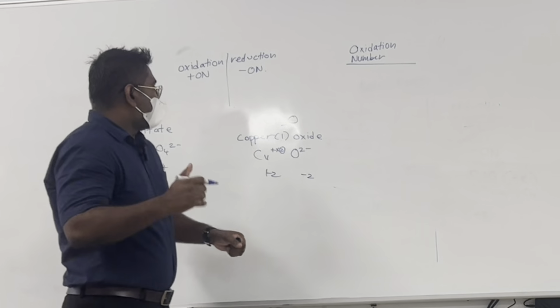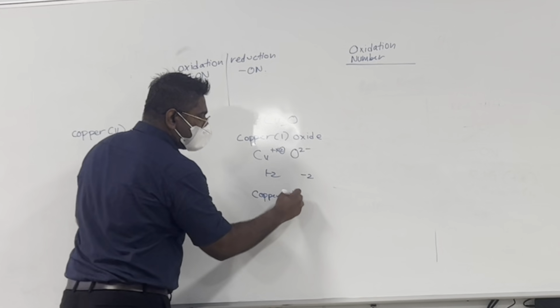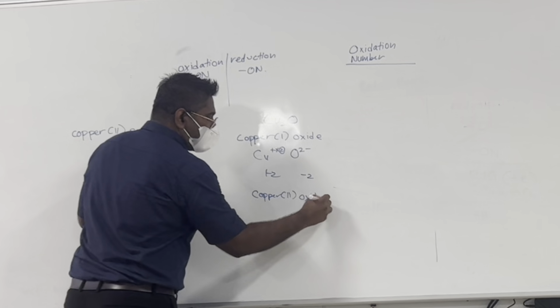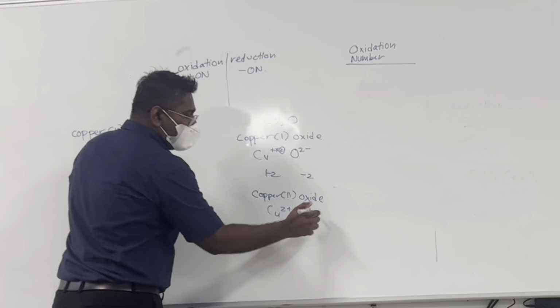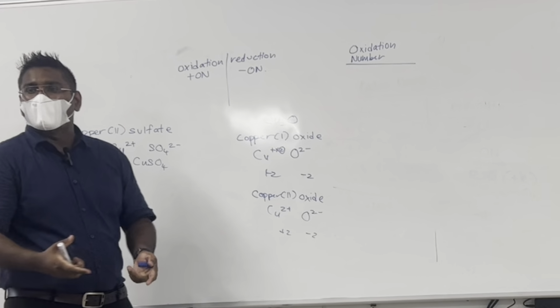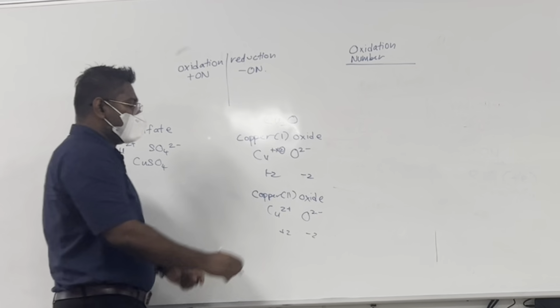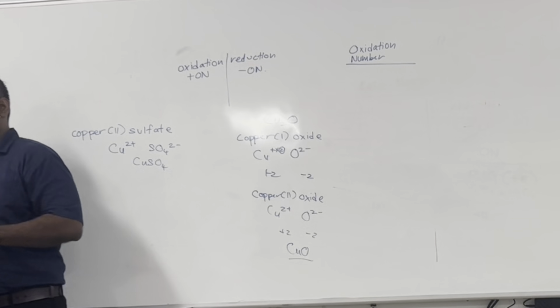And of course, if I have copper 2 oxide, copper 2 oxide is Cu2+ O2-. You can see plus 2, negative 2. No need to do anything, just join them together. So you have CuO. This is copper 2 oxide.